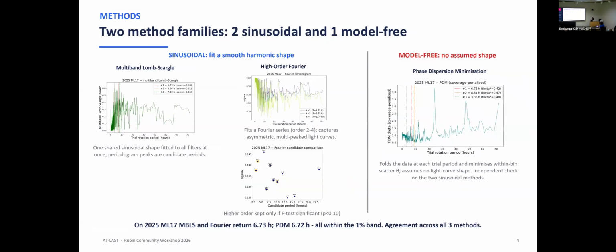Then, going in a completely different direction, I used a model that does not take into account any sinusoidal patterns. I used the PDM method, or phase dispersion minimization, which basically divides the data into bins and tries to minimize the scatter in one bin compared to the scatter in the overall data set. Through that, I found a rotation period this way. By using both sinusoidal and non-sinusoidal methods, I tried to bias the algorithm the least possible. In this plot, you can see I used the example of the asteroid 2025 ML17, and for all 3 methods, they were able to get the same rotation period within 1%.